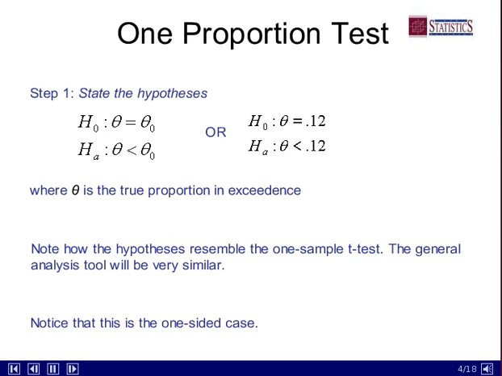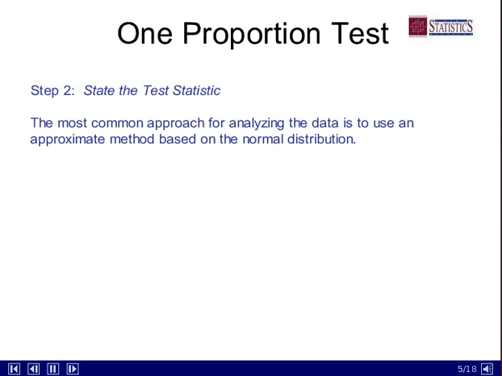Do note that this is a one-sided case because in our particular example, we're trying to reduce the exceedance. However, we could always do a not equal to case or a greater than case. It's not specific, this is just this example. So let's state the test statistic and figure out how we're going to do that. As I mentioned earlier, the common approach for analyzing this data is to use an approximate method based on the normal distribution. So what we do is we convert everything to a z-test or a normal test, and then we follow along with things that we're familiar with.